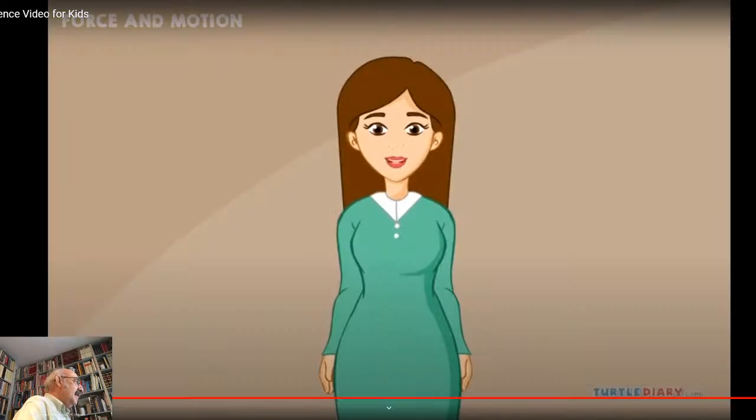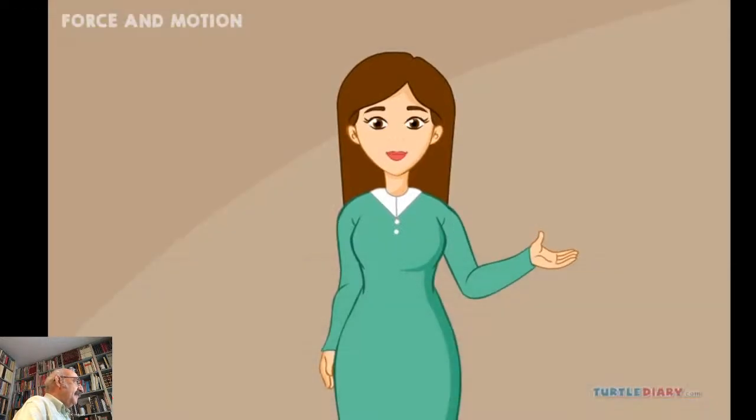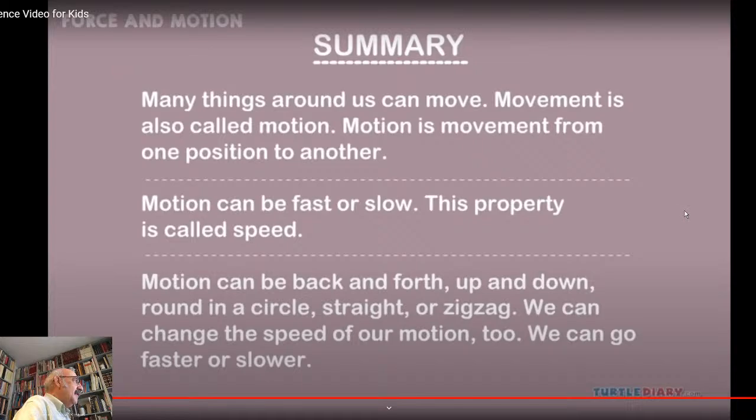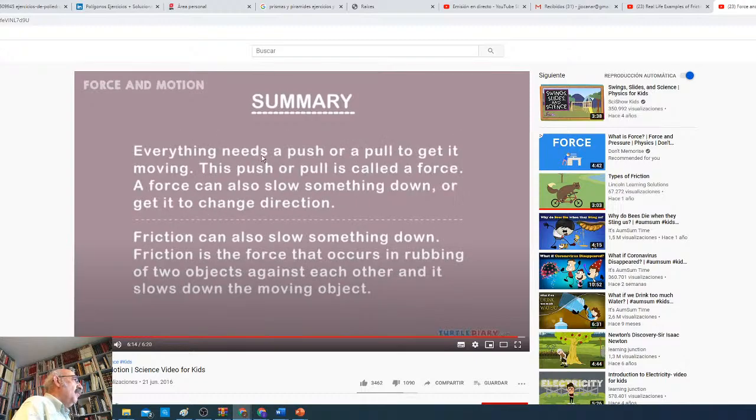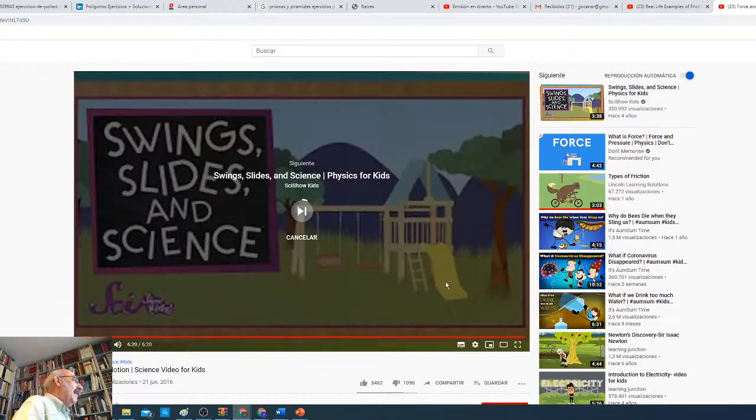Now let's summarize what we have learned. Many things around us can move, and movement is also called motion. Everything needs a push or a pull to get it moving. This push or pull is called a force.